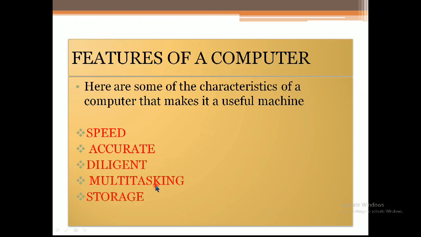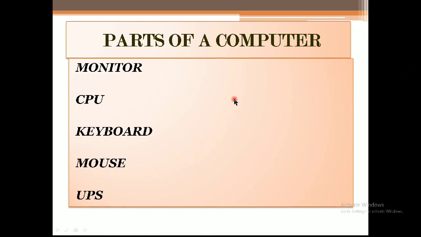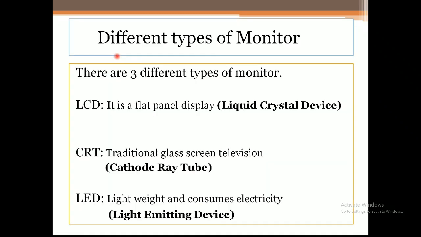Next you see the parts of the computer. There are the monitor, CPU, keyboard, mouse and UPS. Let's see what a monitor is. Monitors are categorized into three different types: LCD, CRT and LED. LCD means liquid crystal display, CRT is cathode ray tube, and LED is light emitting diode.